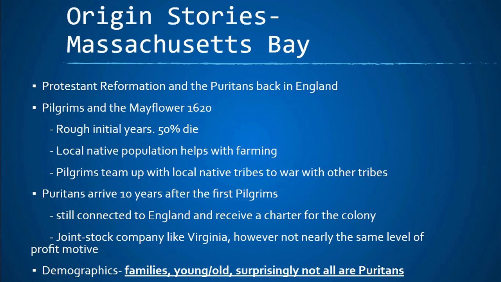Ten years later, Puritans, who had similar religious beliefs as the Pilgrims but still wanted to remain with England, arrived in the New World with a colonial contract. They were a joint stock company like Virginia. However, not nearly the same level of profit motive. As mentioned before, this colony was made up of families, young and old.